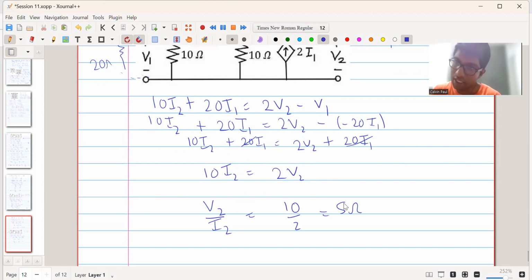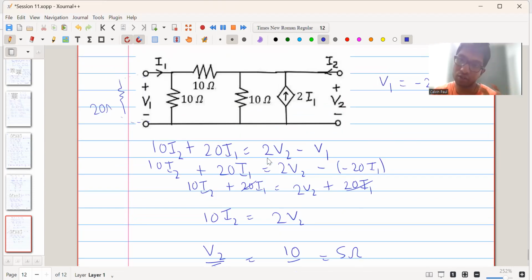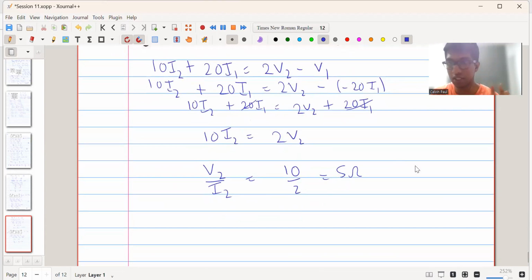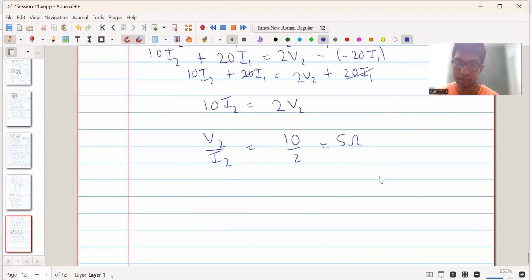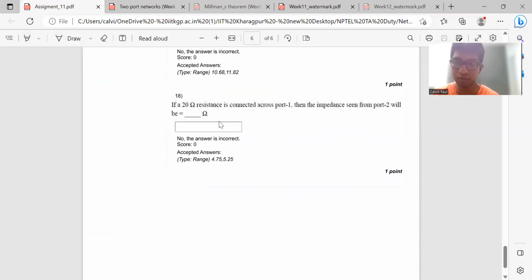So in this case, we directly got V2 upon I2. That is the driving point impedance seen from port 2 when we connect a 20 ohm resistor across port 1, and we get it to be 5 ohm. We got it simply by substituting this value in equation A. And if we check the result, V2 upon I2 is equal to 5 ohm, which is as per our requirements.